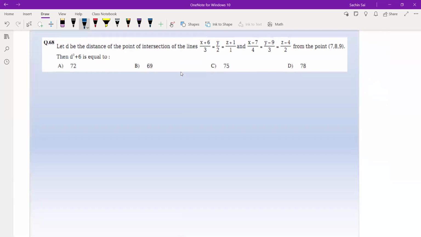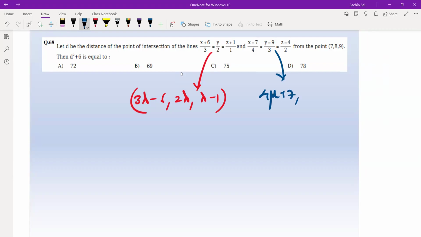Let d be the distance of the point of intersection of the lines from the point. Right. So two lines are given here, and you need to find the point of intersection. Right. And solving that is not a straightforward thing as we do in 2D geometry. Here, instead, let us take a general point on the first line. So that general point will be 3 lambda minus 6, 2 lambda, lambda minus 1. Similarly, we take a general point on the second line. We'll assume another parameter here. Let us say it is mu. So you have 4 mu plus 7, 3 mu plus 9, 2 mu plus 4.